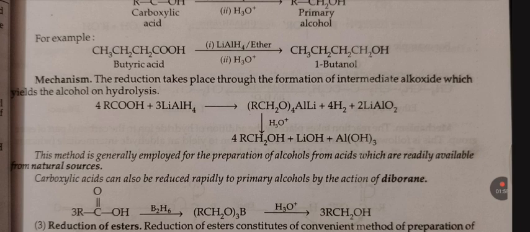This method is generally employed for the preparation of alcohol from acids which are readily available from natural sources. Carboxylic acid can also be rapidly reduced to primary alcohol by the action of diborane.